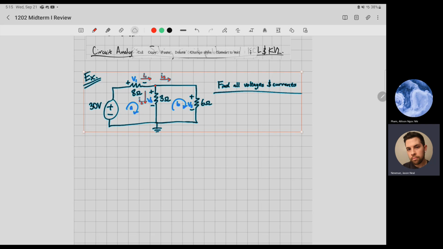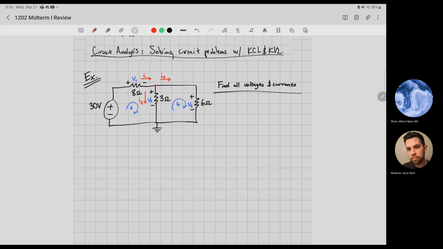Okay, so we have this circuit right here, and we want to find all voltages and all currents, right? So basically what I do when I start these problems is I try to identify every element in the circuit schematic. So let me take a drink of water real quick. So we have a 30 volt DC voltage source and 3 resistors. That's all we have in this problem.